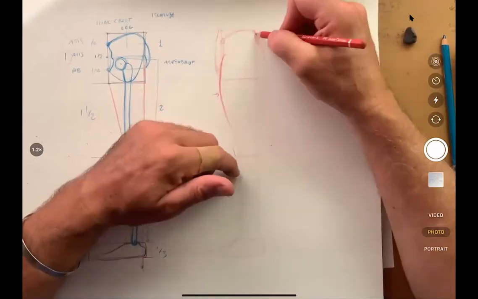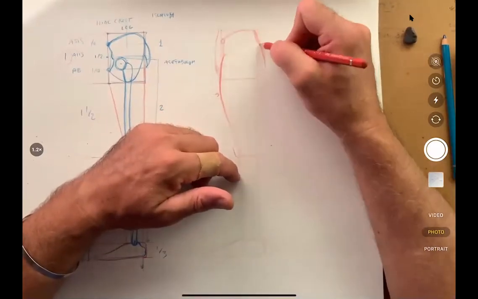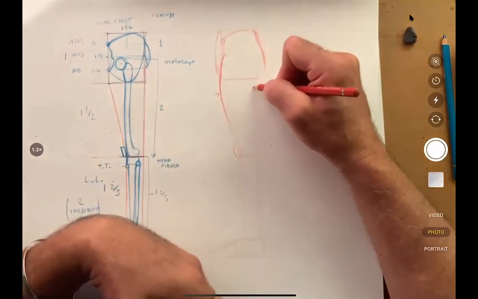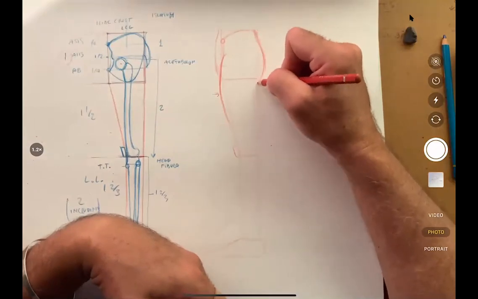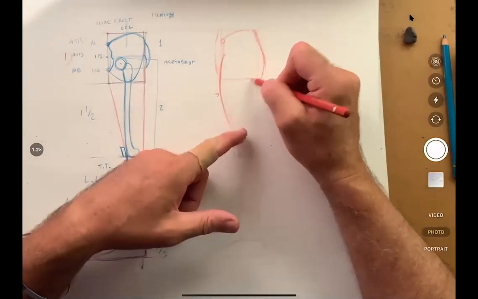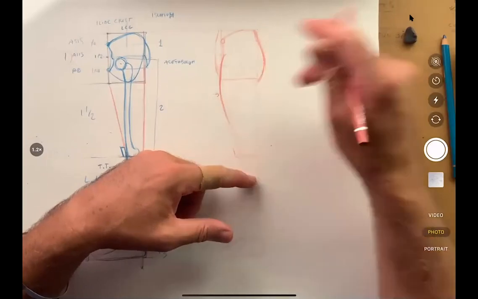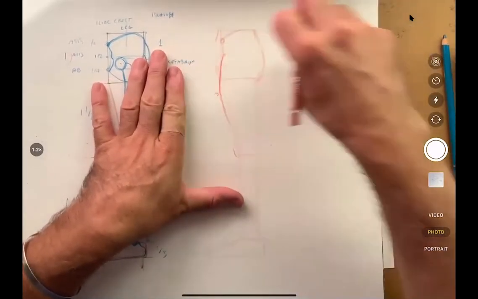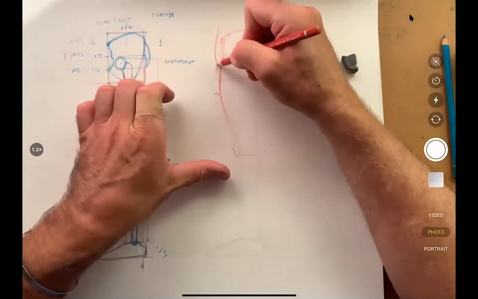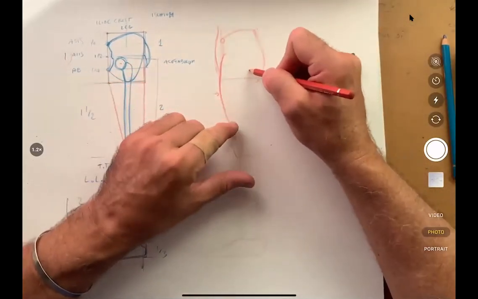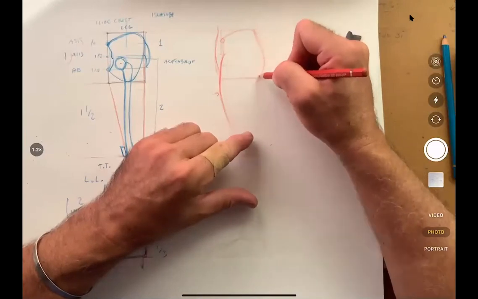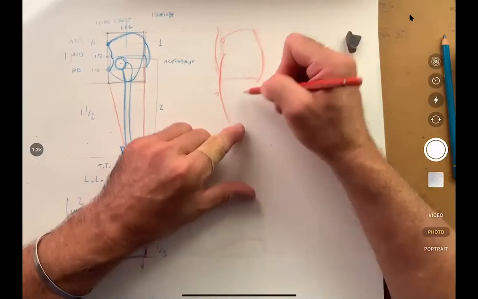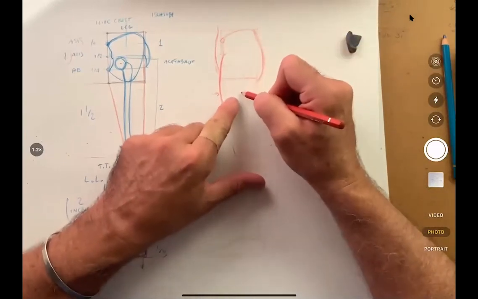So the glutei are here, right? And the gluteus will go past the ischium. The gluteus goes over the ischium, just over the ischium. So the ischium is here. It has to go over the ischium because the gluteus goes to the femur, right? The femur is going to be here.